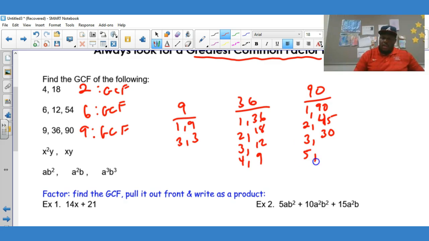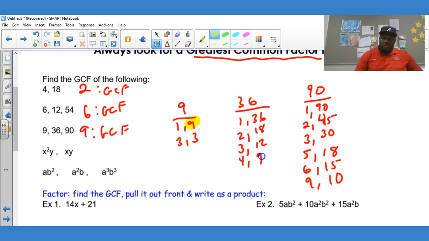5 and 18, 6 and 15, 7, 8, 9, and 10. All right, so you have to actually write these out. Some of you guys are actually gonna have to do this. Write them out. Boom. 9 would be the largest one. That's one way to do it right there.